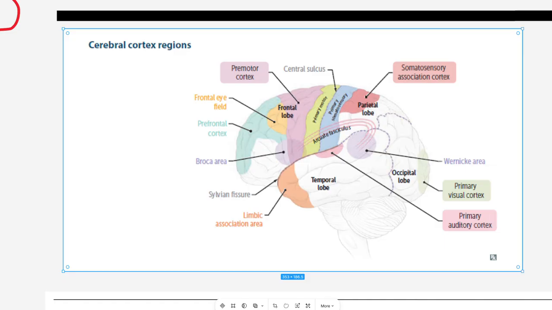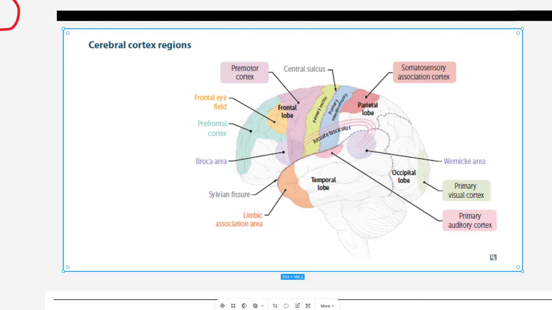Then we have the premotor cortex area. The premotor cortex area is basically this pinkish shaded area in the frontal lobe. It is anterior to the primary motor cortex, which is also part of the frontal lobe. And this pink area is related to motor planning. It decides what movement I should make before the motor cortex executes it.